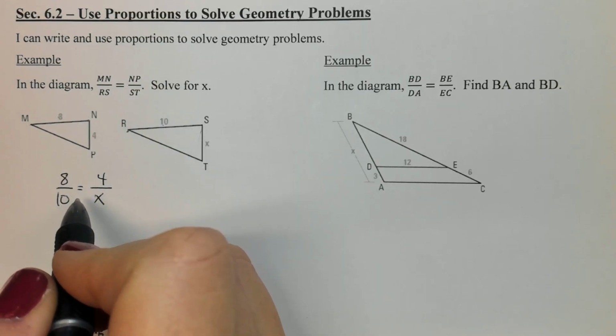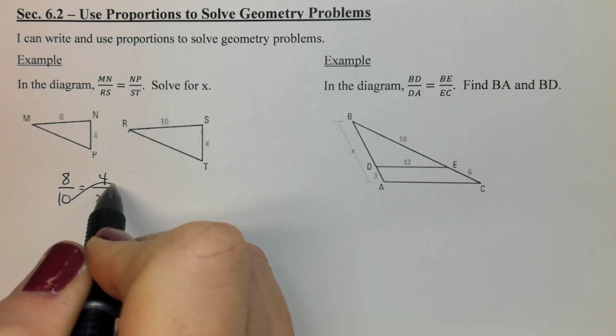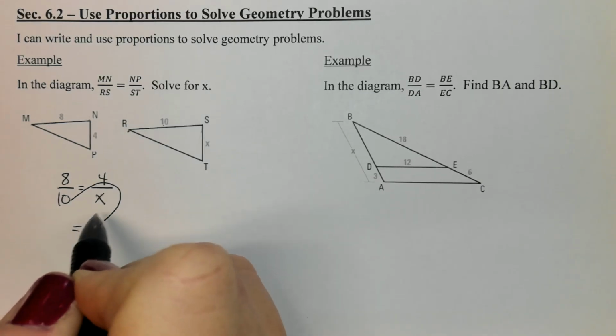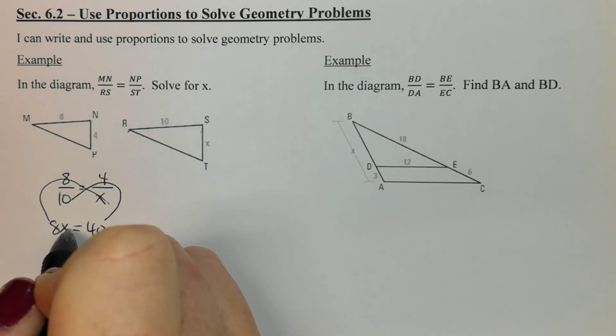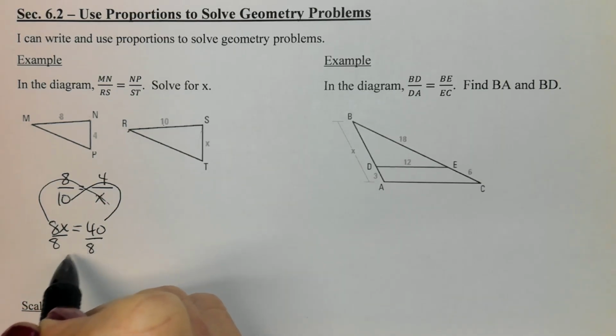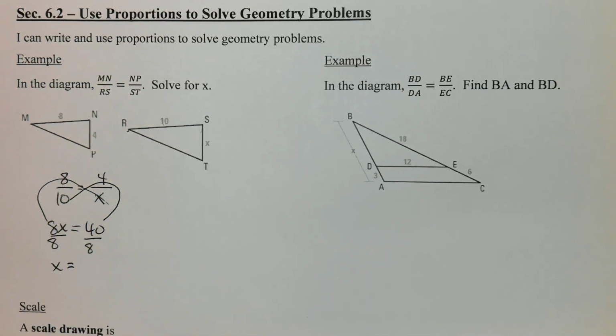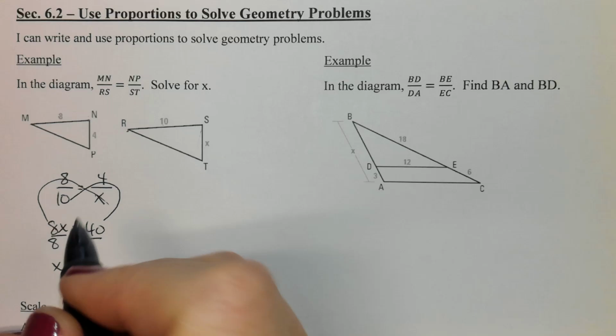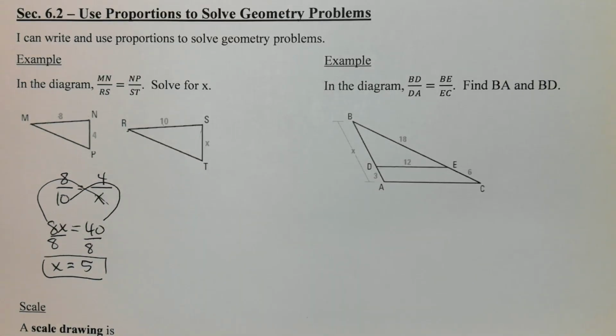So now we're going to cross multiply and divide, which is what we did in the previous lesson. So 10 times 4 would get you 40, 8 times x would be 8x, and then we'll divide both sides by 8. And 40 divided by 8 is just a whopping 5, and so that's our x value.